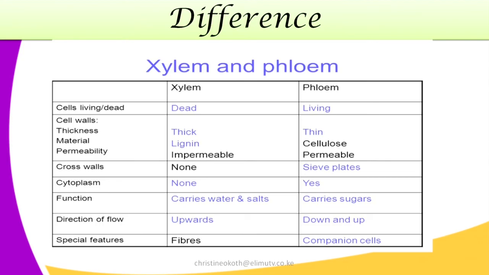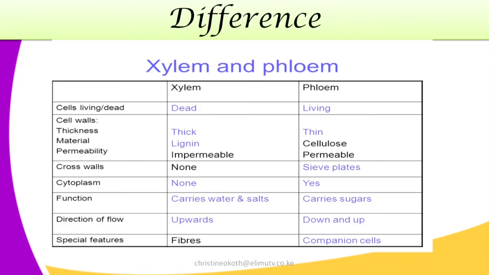In the xylem, we have no cytoplasm, whereas in the phloem tissue, the cytoplasm is present. Then in terms of their function, the xylem is responsible for the transport of water and the mineral salts. Phloem tissue is responsible for the transport of the sugars, which are the carbohydrates. So in terms of direction of flow, the xylem is upward, or it's known as unidirectional.